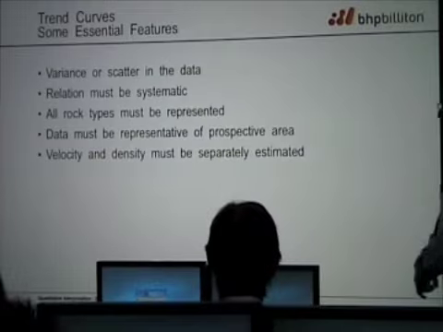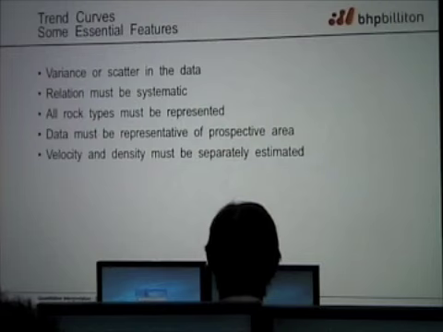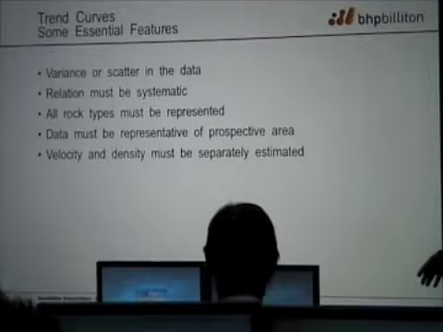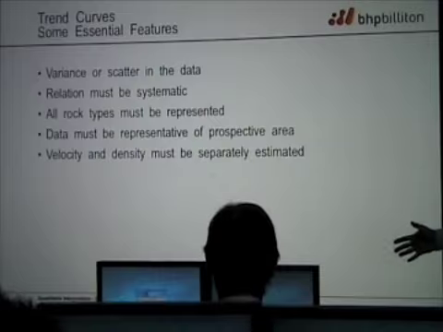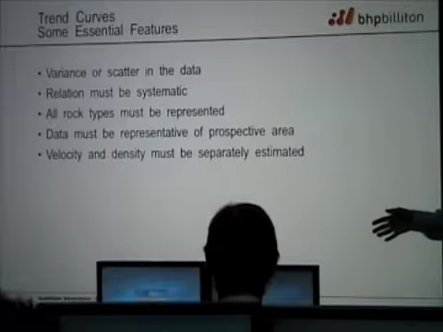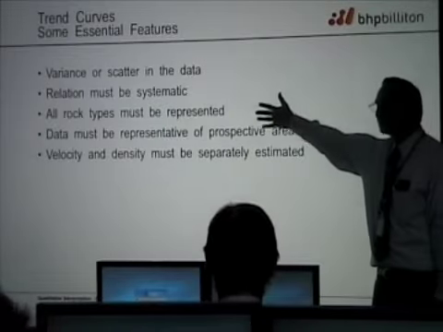Data must be representative of a prospective area. That's an issue of, you have a big area to prospect over. You have a limited number of penetrations. There can be spatial variation in the parameters, in the rock character. We just saw that case.